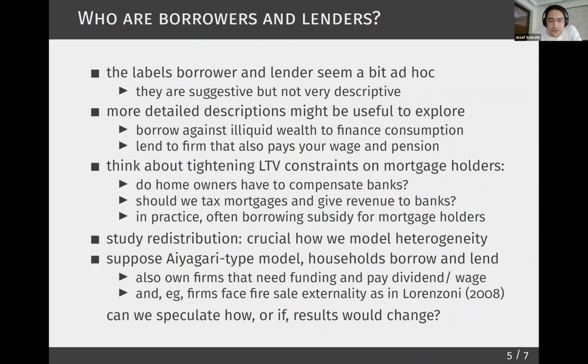So I think for studying redistribution, it's really crucial how we model heterogeneity. You could even go as far as setting up a little Aiyagari-type model where households borrow and lend. They might own the firms that they lend to as well, and those firms might be paying dividends and wages to households. And those firms could face a fire sale externality as in Lorenzoni. Again, I understand that's not the model you're going for because you're going for something general. But it might be useful to speculate whether results would change if the problem is considered in such a structurally more fleshed out environment.